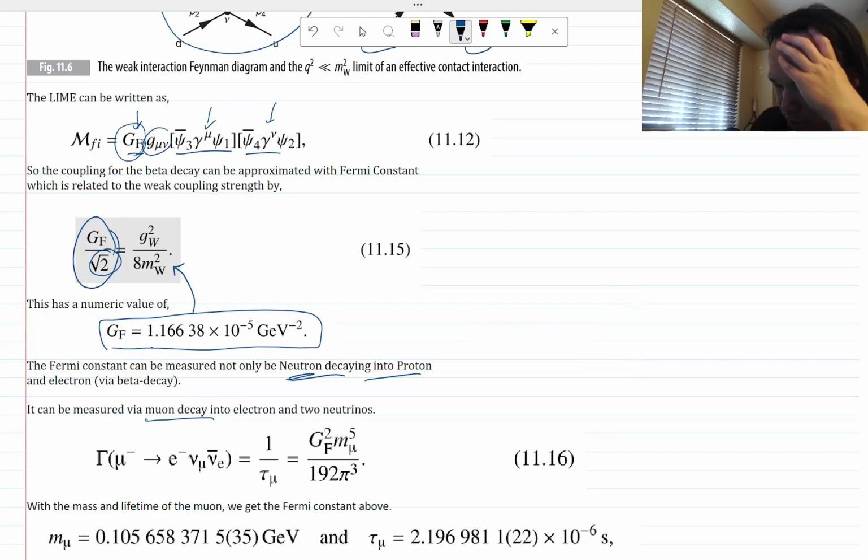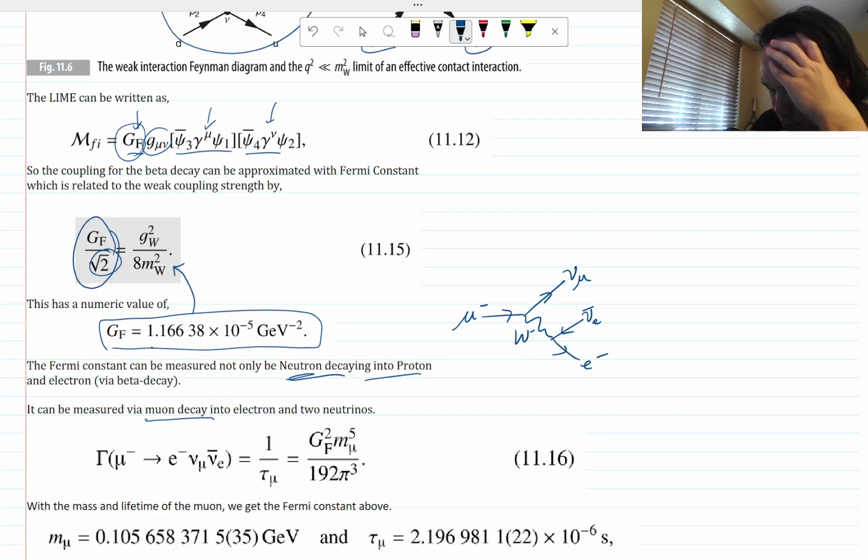But what Fermi does is that he just squishes the W bosons away. This turns into a muon neutrino, this is an electron anti-neutrino, and this is your electron. And what Fermi does is just squish this together into a 4-point diagram.